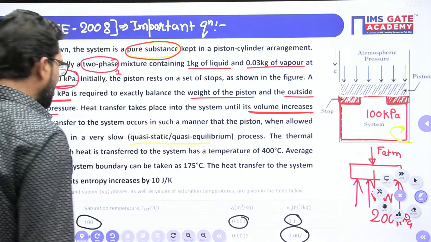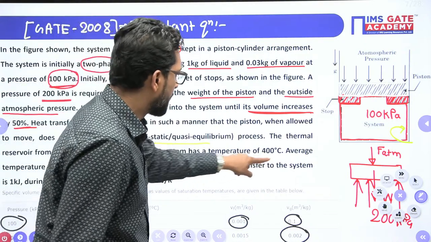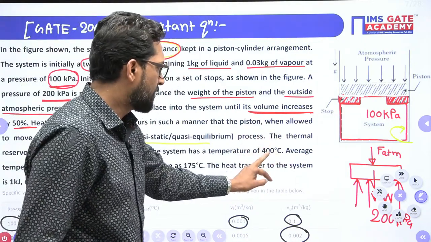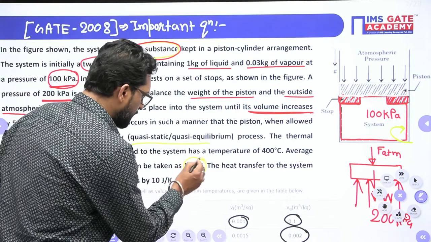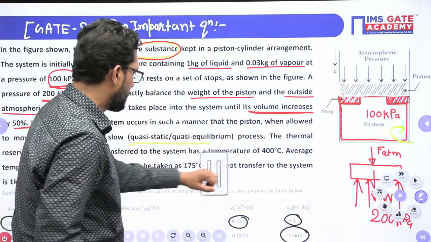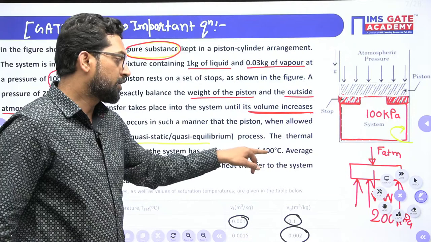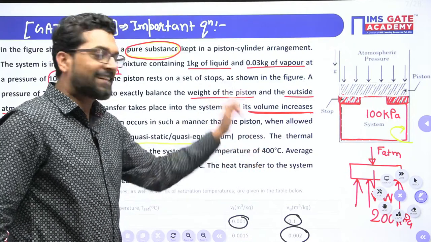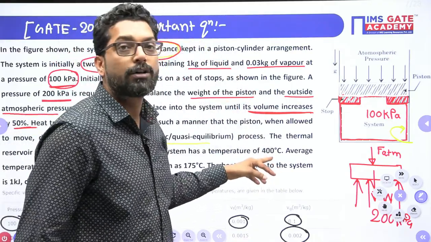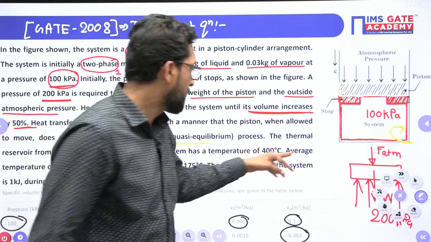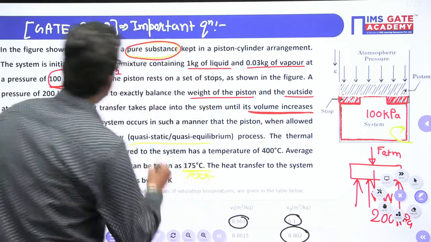So the thermal reservoir from which the heat transfers to the system has to be at temperature 400. That means the thermal reservoir is at 400. Maximum students here get confused with the system boundary temperature. This is the boundary temperature, but the heat transfer is from the surrounding temperature. So always take the surrounding temperature, not the boundary temperature. This is very dangerous, it was in GATE 2008.